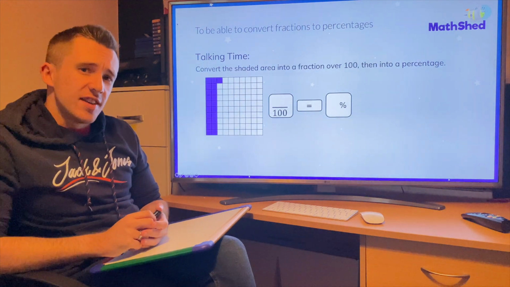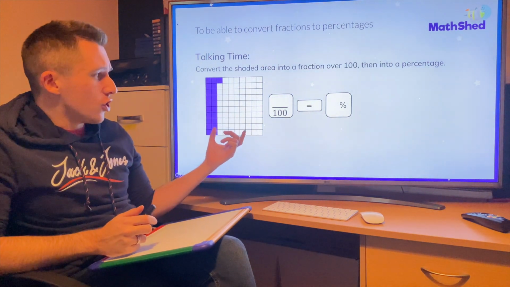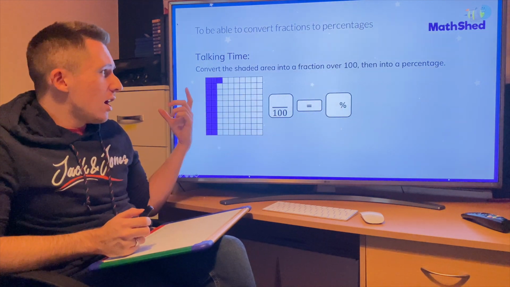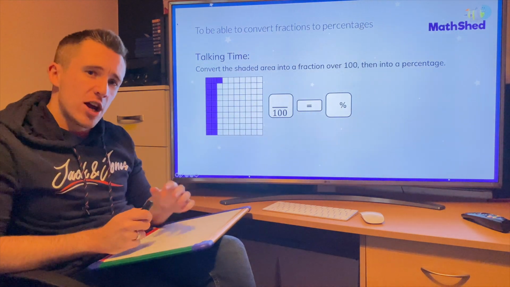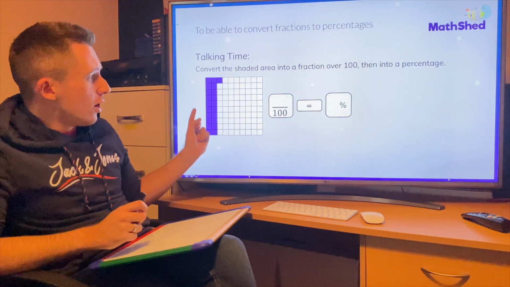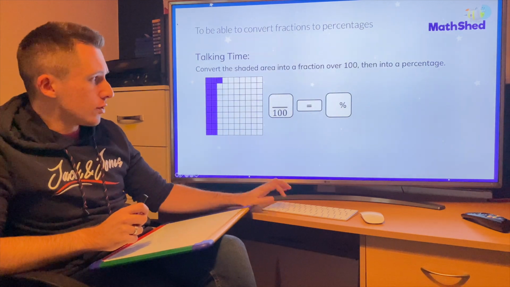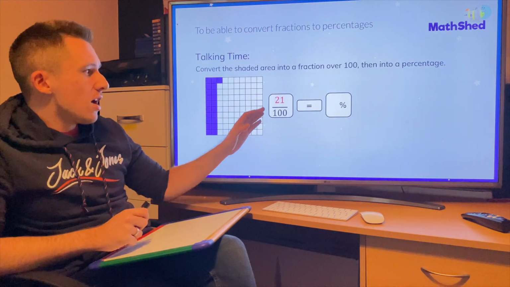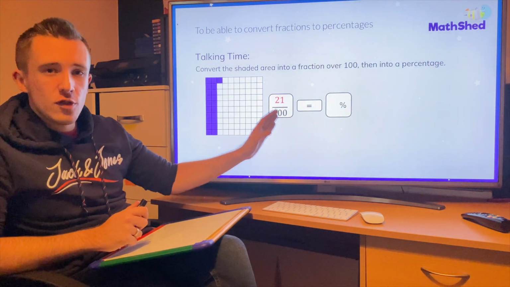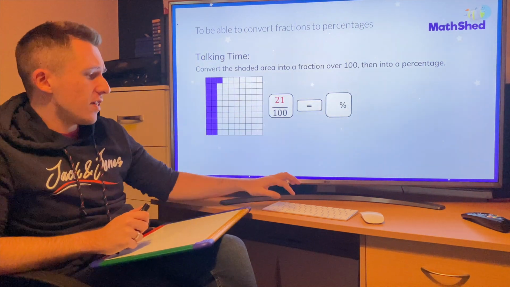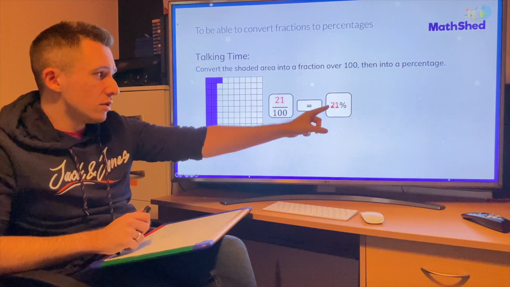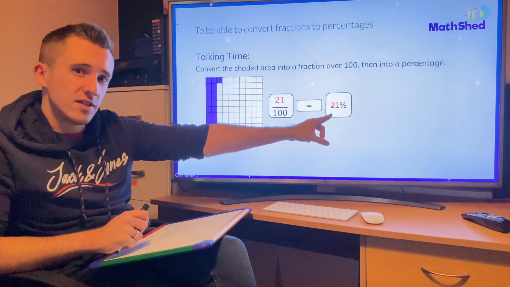So, very similar to yesterday, we're starting by looking at a representation on a grid. There are 100 squares on here. However many are shaded in will tell us the fraction. So, I can see here I've got 10, 20, 1. I've got 21 out of 100. If you've got a fraction over 100, the percentage is the numerator. So the percentage is 21. 21 over 100, the numerator is the percentage.